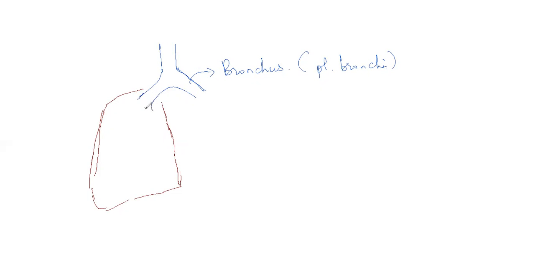Now the divisions of the tubular passage occur repeatedly and form the bronchioles. The first division gives the primary bronchioles. The second division gives the secondary bronchioles. The third division gives the tertiary bronchioles. Now these tertiary bronchioles divide profusely.